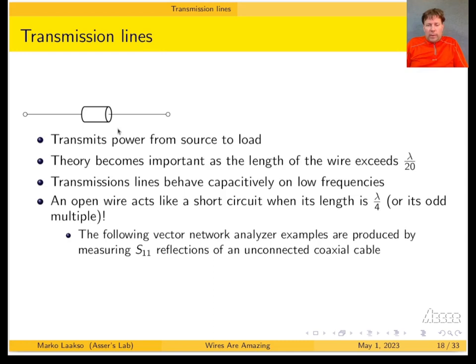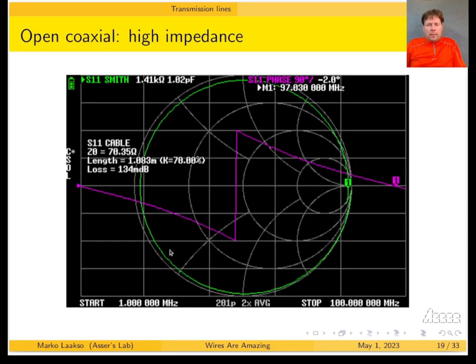Next, the following vector network analyzer examples are produced by measuring those S11 reflections of an unconnected coaxial cable. So now we have a coaxial cable, and then we vary the frequency, and we are measuring just one end from which we also send the pulses in. That's why we have the port 1 for the signal and the measurement. And here's the condition we have.